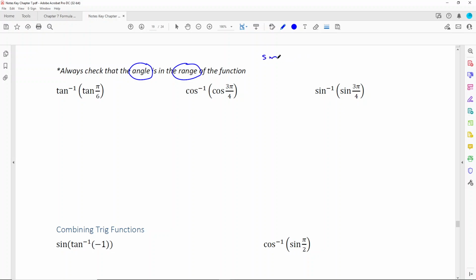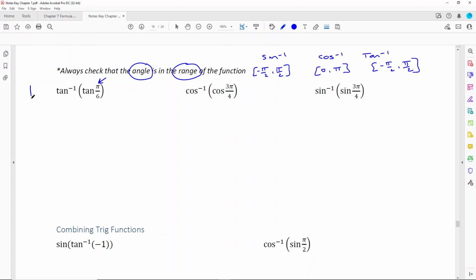So we've got sine, cosine, and tan. The restricted range for sine is -pi/2 to pi/2. That should be a square bracket. For cosine, it's 0 to pi. And for tan, it's -pi/2 to pi/2. Okay. So the first thing we check is, is pi/6 in the restricted range? Yeah, so the answer should be pi/6.